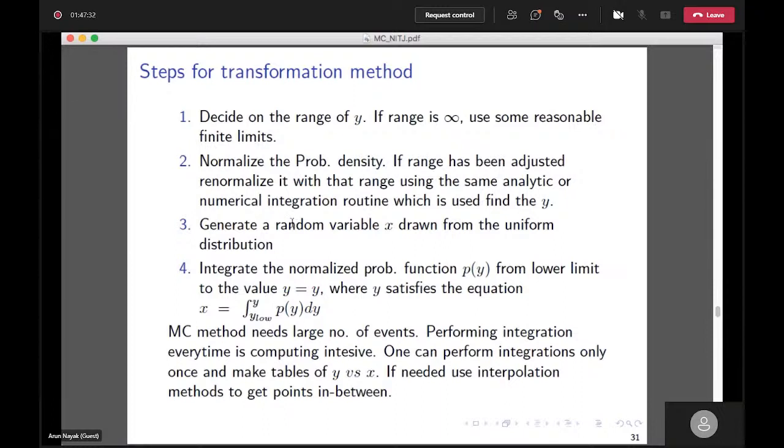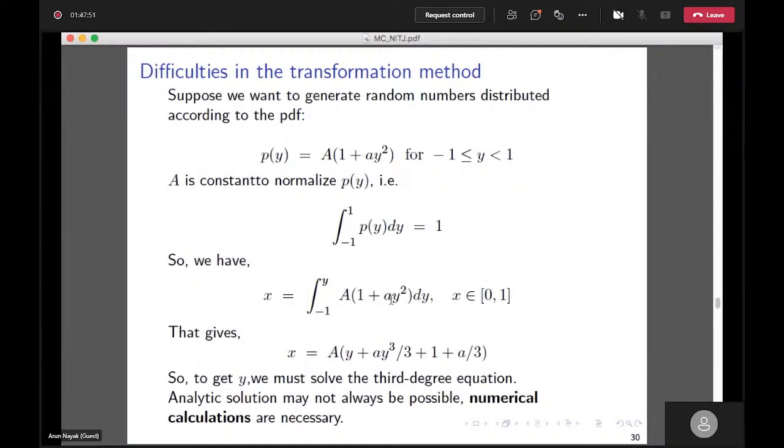Then you generate a uniform random variable x. Then you integrate the normalized probability function P of y from the lower limit to the value y, so you end up with x equal to the integral from y lower to y of P of y dy. Now you have to invert this function. As I said previously, in this case you have to do it numerically.